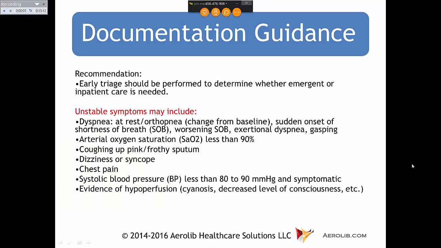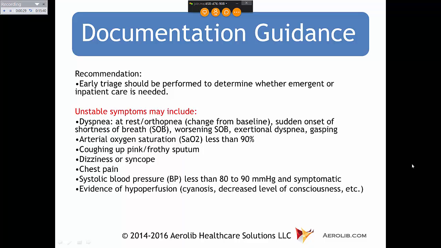So there's some documentation guidance, and this has been pulled out from the guidelines. Early triage should be performed to determine whether an emergent or inpatient care is needed, and that's where the ER comes in. So let's talk about some unstable symptoms. Now, dyspnea at rest, orthopnea, that is, there needs to be a change from baseline, sudden onset of shortness of breath, worsening shortness of breath, exertional dyspnea, gasping.